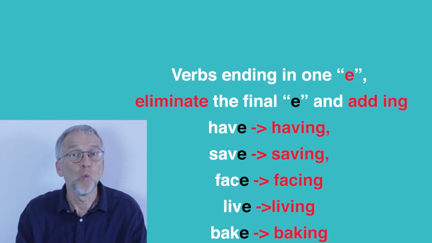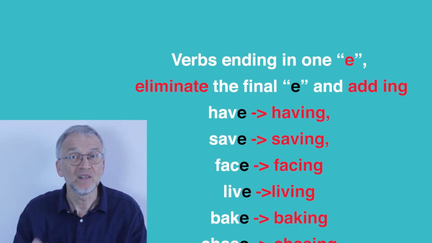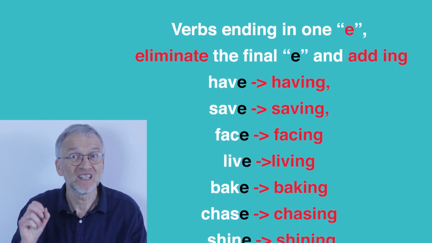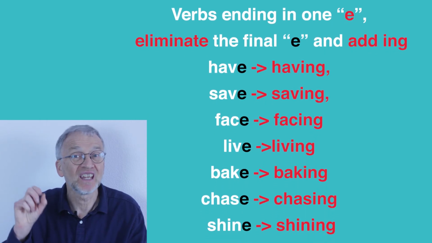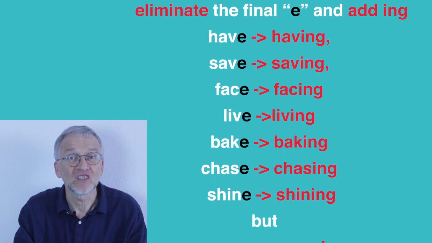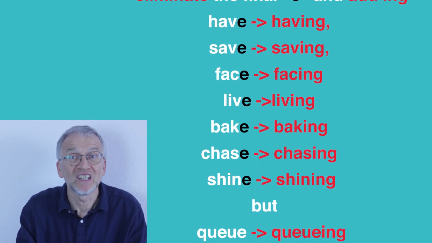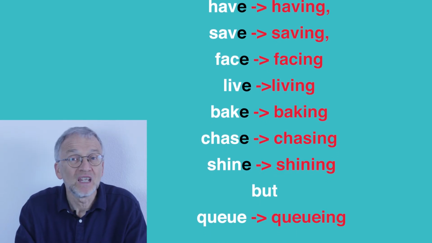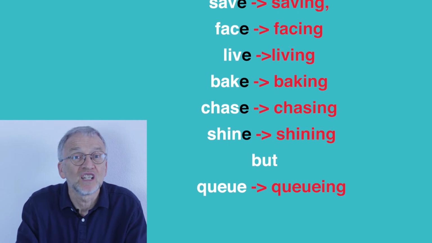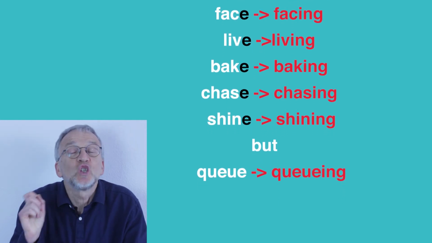Verbs ending in one letter E. In this case, we eliminate this final letter E and we just add ing. So we have have, having, save, saving, face, facing, live, living, bake, baking, chase, chasing, shine, shining, and queue, queuing.